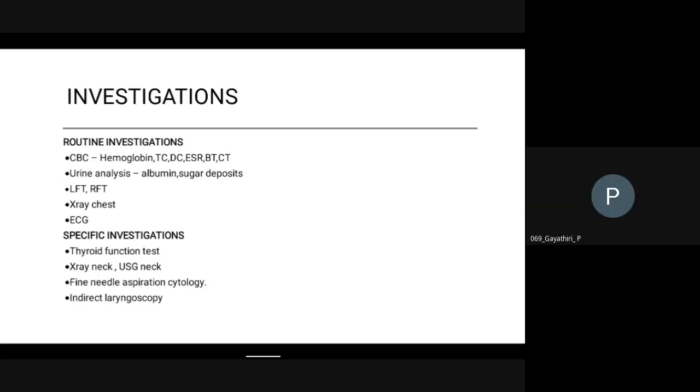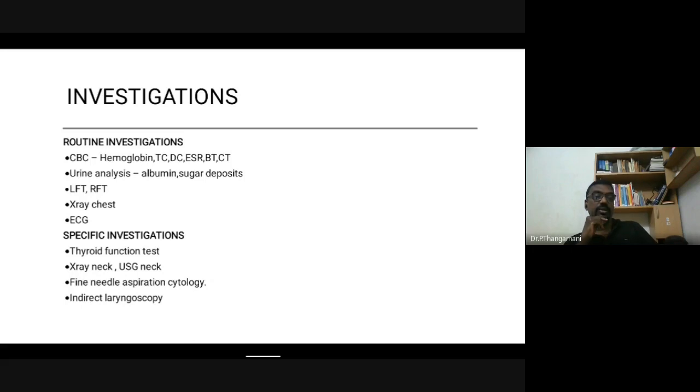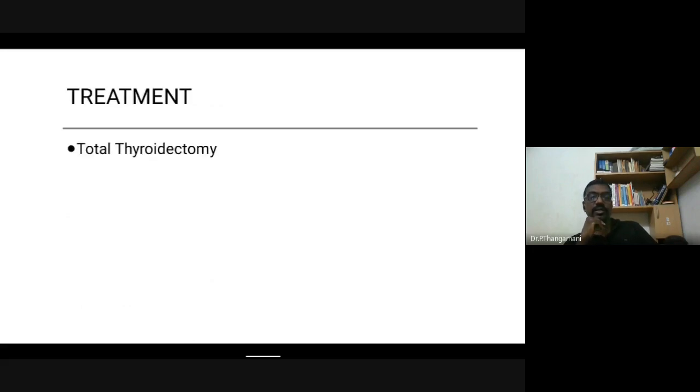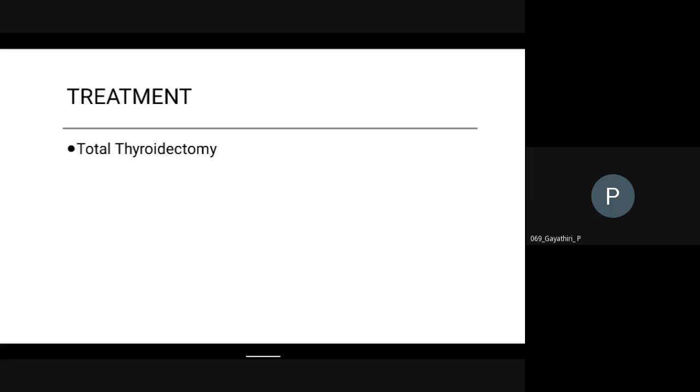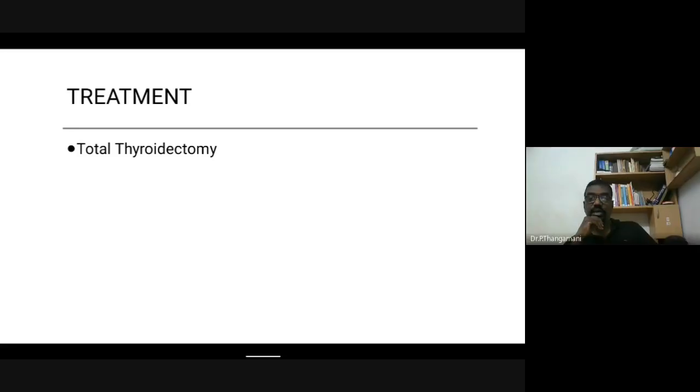Will you go for any radioactive iodine uptake study in this case? Radioiodine uptake study or scan, will you do it or not? No need in this case. Sir, you will not do it for this case. Yes, no, sir is the correct answer. Why? Where will you do it?